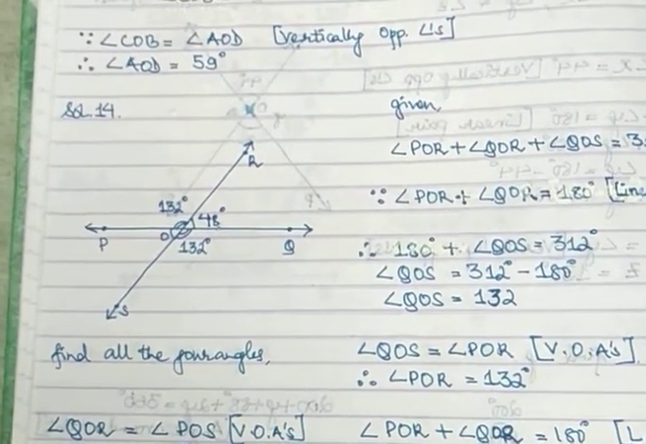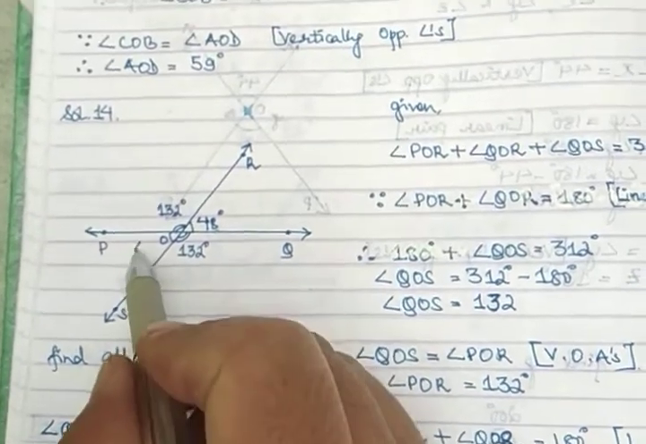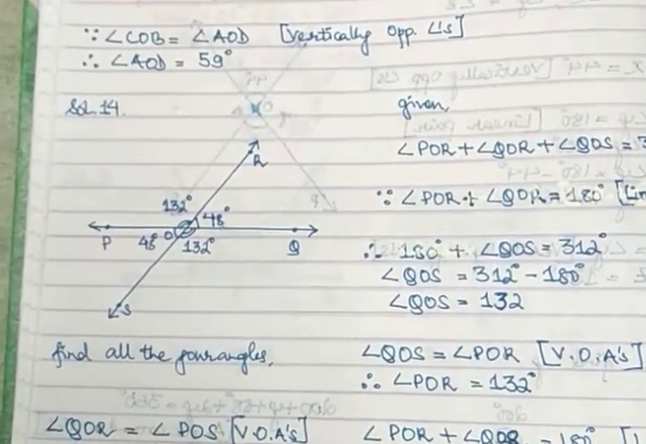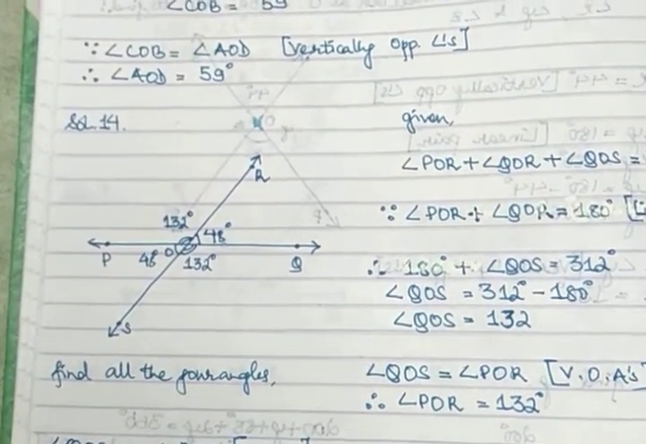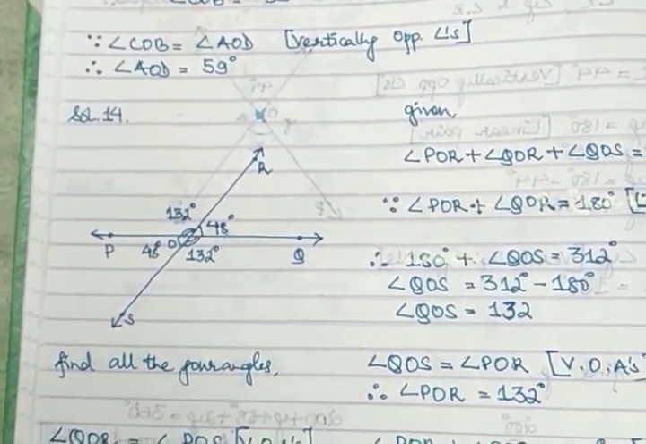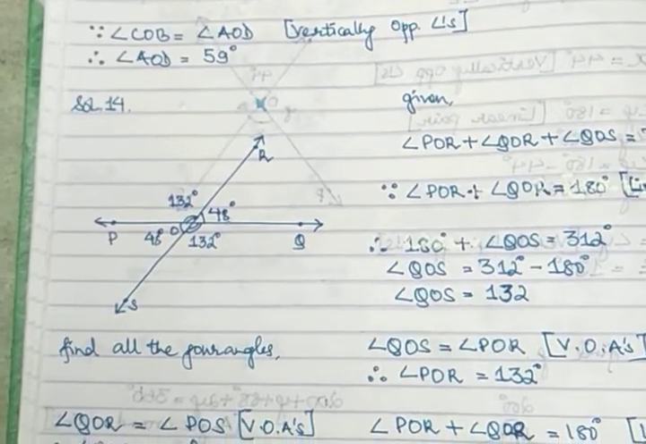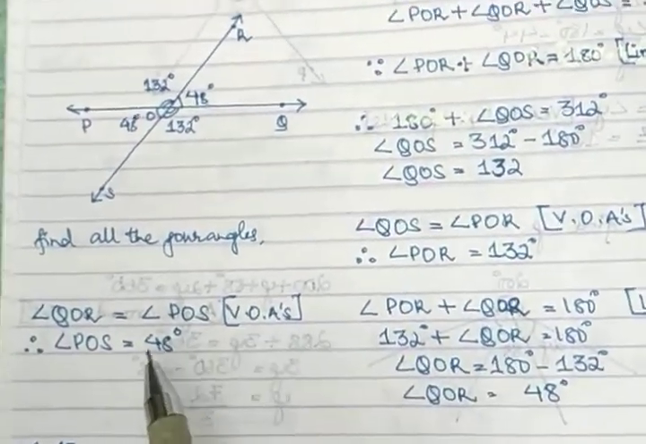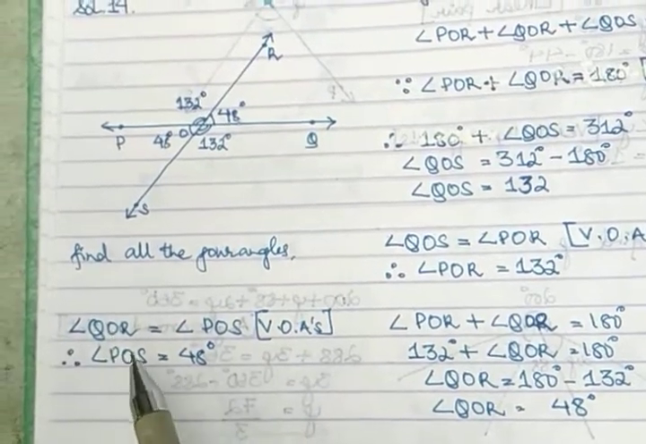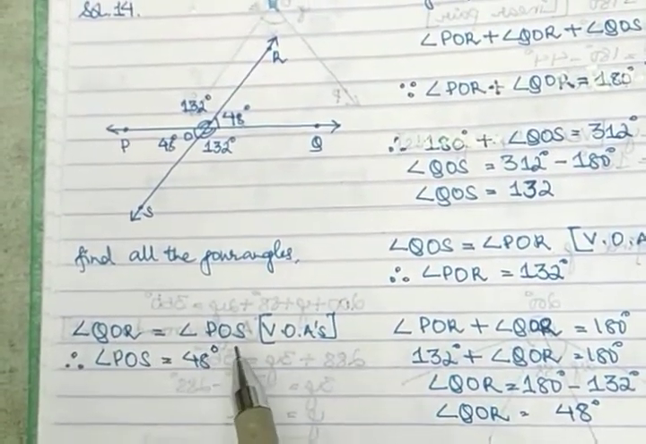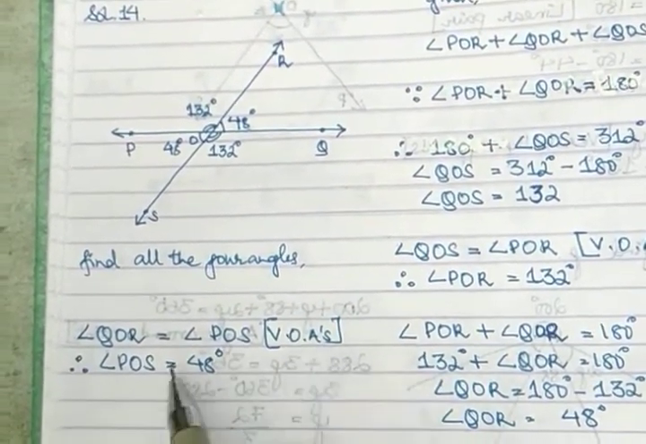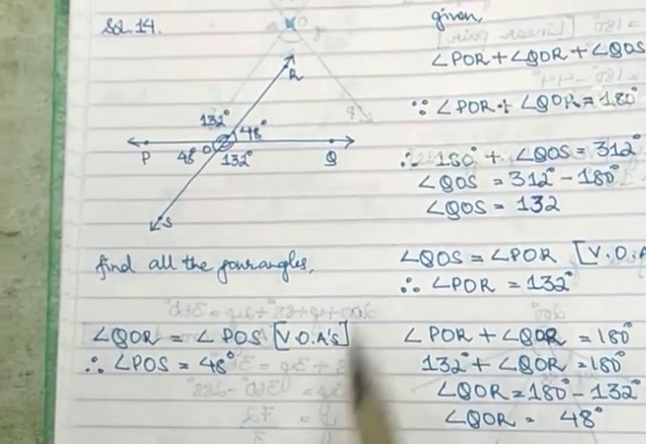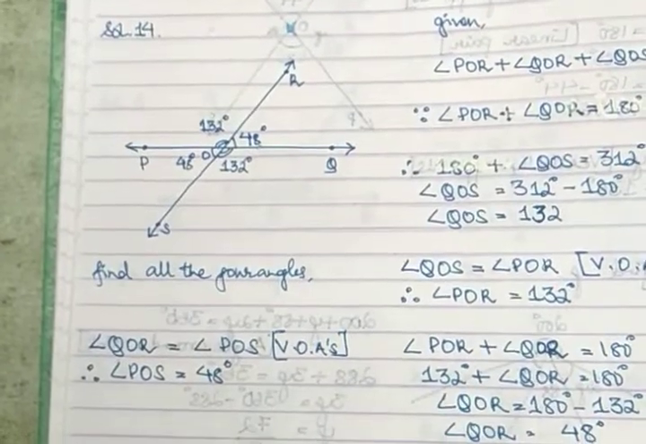Now what do we know? Simple: POS will also be equal to 48 degrees, isn't it? Why so? Because of vertically opposite angles. But you cannot simply write it on your answer script like that. As I have already said, you need to write the reason as well. So that is why I have written angle QOR is equal to angle POS, that is vertically opposite angles. So POS is also equal to 48 degrees. Now we are done here, since we got all the four angles.